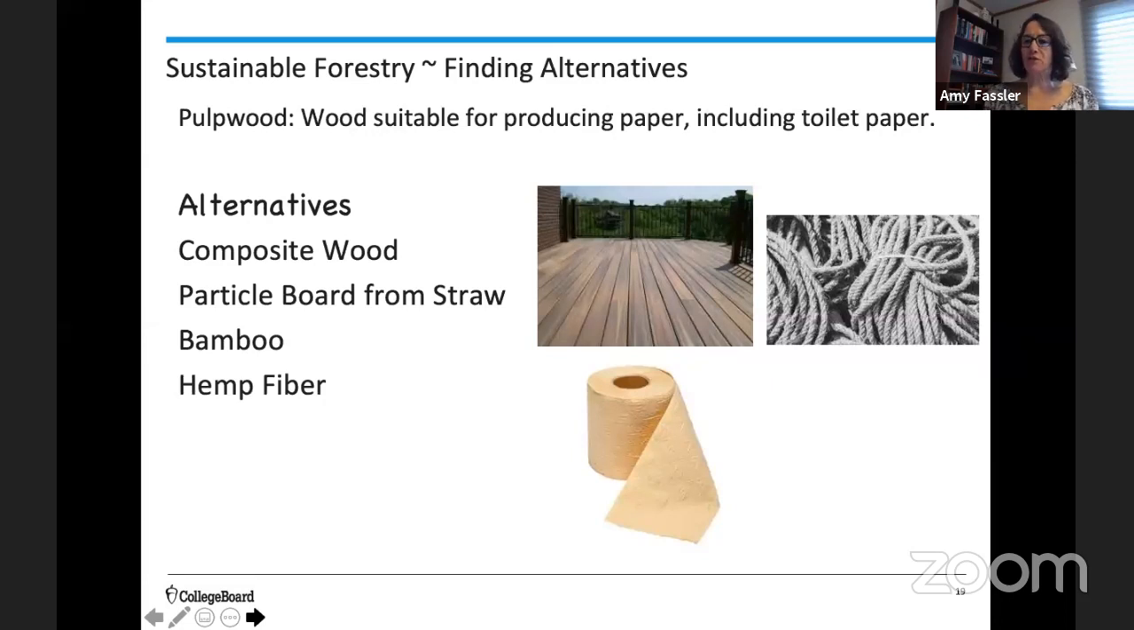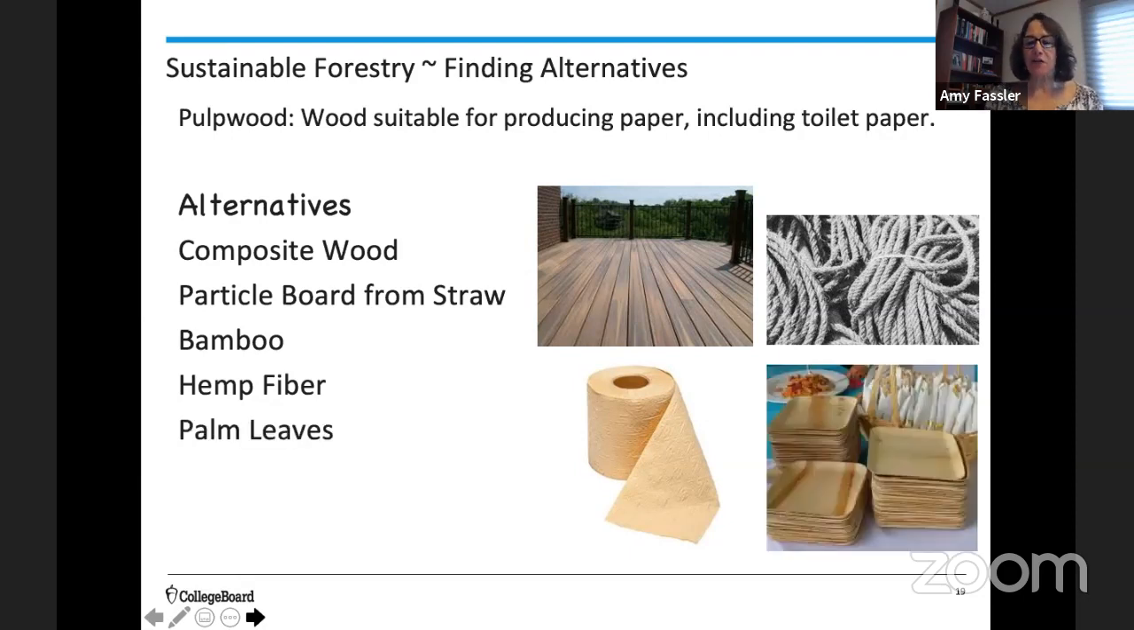During World War II, there was a big push to get farmers to start producing hemp for the war effort, because again, what I'm looking for is a cellulosic fibrous material that I can capitalize on, a rapidly growing fibrous plant instead of trees that take a long time to grow and harvest. Palm leaves are being used for disposable paper plates, but again, instead of a tree, I'm using a rapidly growing plant.